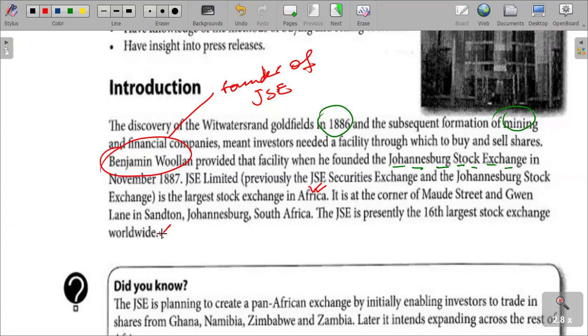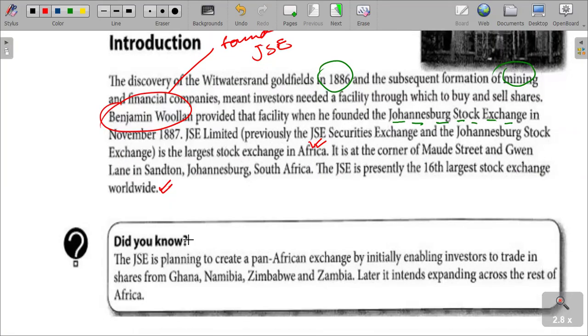I'm sure you can understand the competitiveness of the JSE, being the 16th largest stock exchange across the world, as to say globally, everywhere around the world, it is the 16th largest stock exchange.